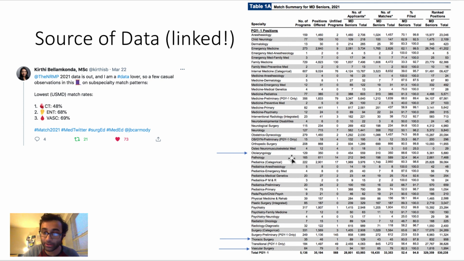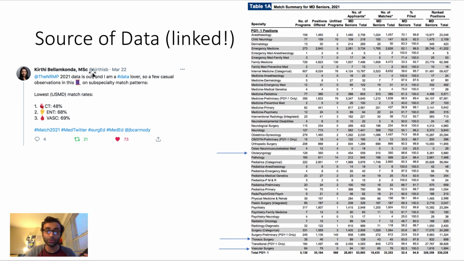Now you go to otolaryngology, you can see that there are 454 MD seniors who applied and 310 matched. So 310 divided by 454 gives 68%, right? So that's a 68% match rate for ENT. And again, vascular surgery, there were 94 US MD seniors that applied, 65 matched. So 65 divided by 94 gives a 69.1% match rate.